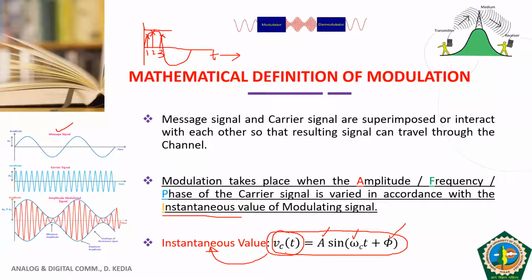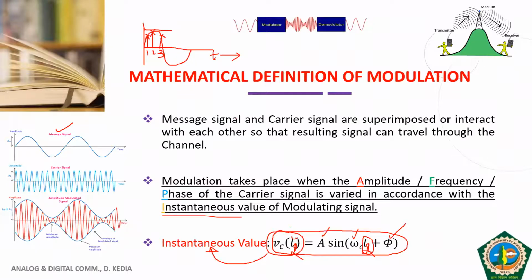Okay, it means the value of this sine wave at a particular time t, because this is a mathematical equation. Whatever value of t you put, say if you put t1, the value of vc(t) will be vc(t1). If you take the value of time as t2, the value of vc(t) will be vc(t2), means at different instances of time. Okay, so this is the meaning of instantaneous value.